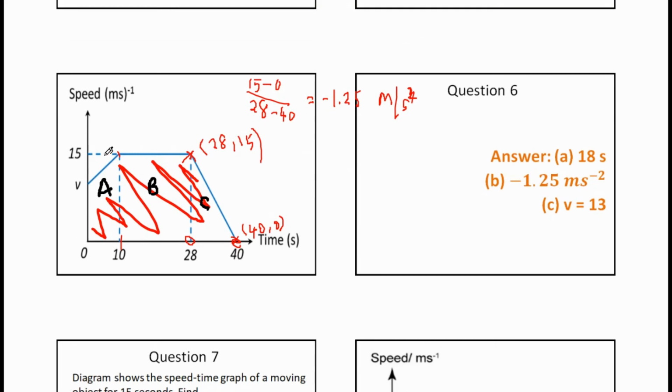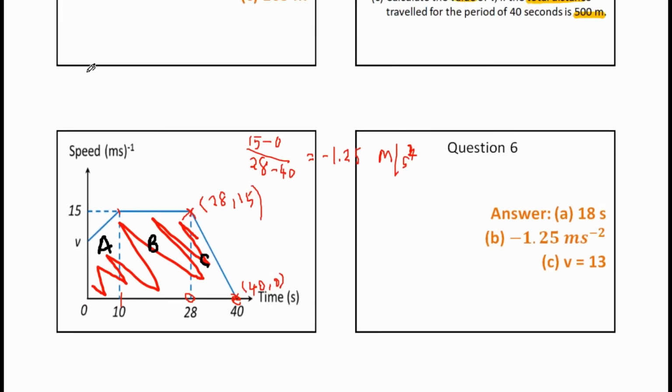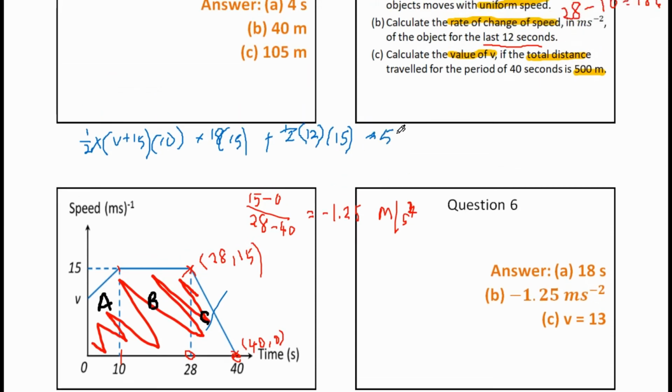Okay, so the area of part A, this is a trapezium. So you will have 1 over 2 times the parallel sides, v plus 15, times the height 10. Okay, this is the area of part A plus area of part B. This is a rectangle. So 18 multiplied by 15 plus area of C. This is a triangle. So 1 over 2, 12 times height. The height is 50. And you are given the total distance traveled is 500. So this equals 500.